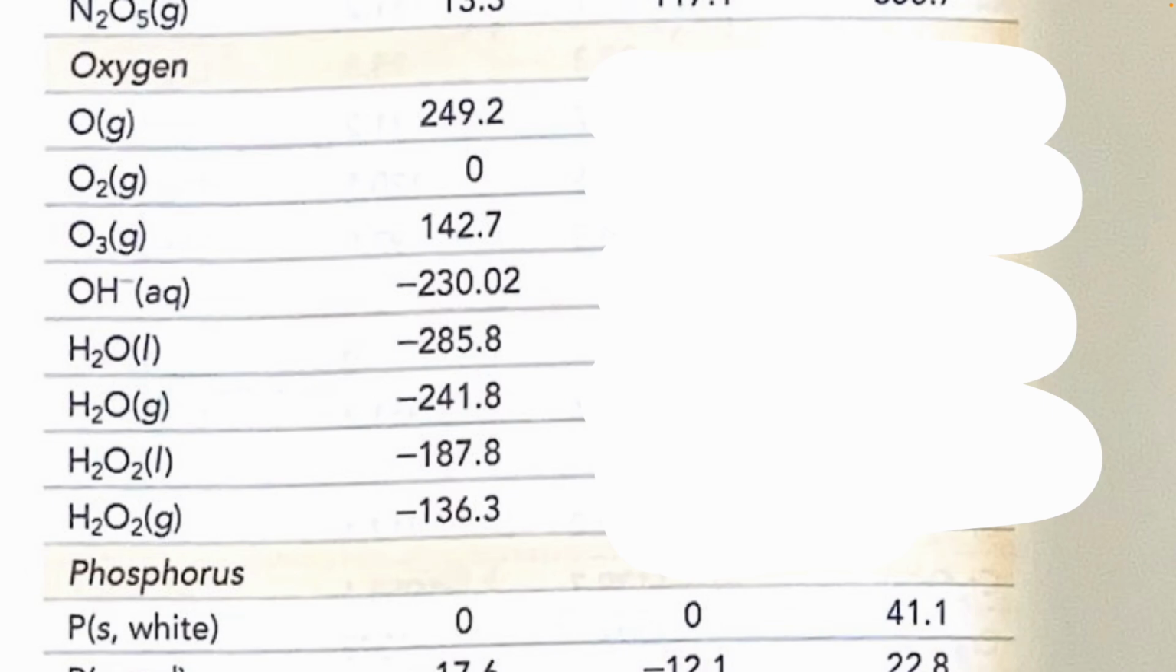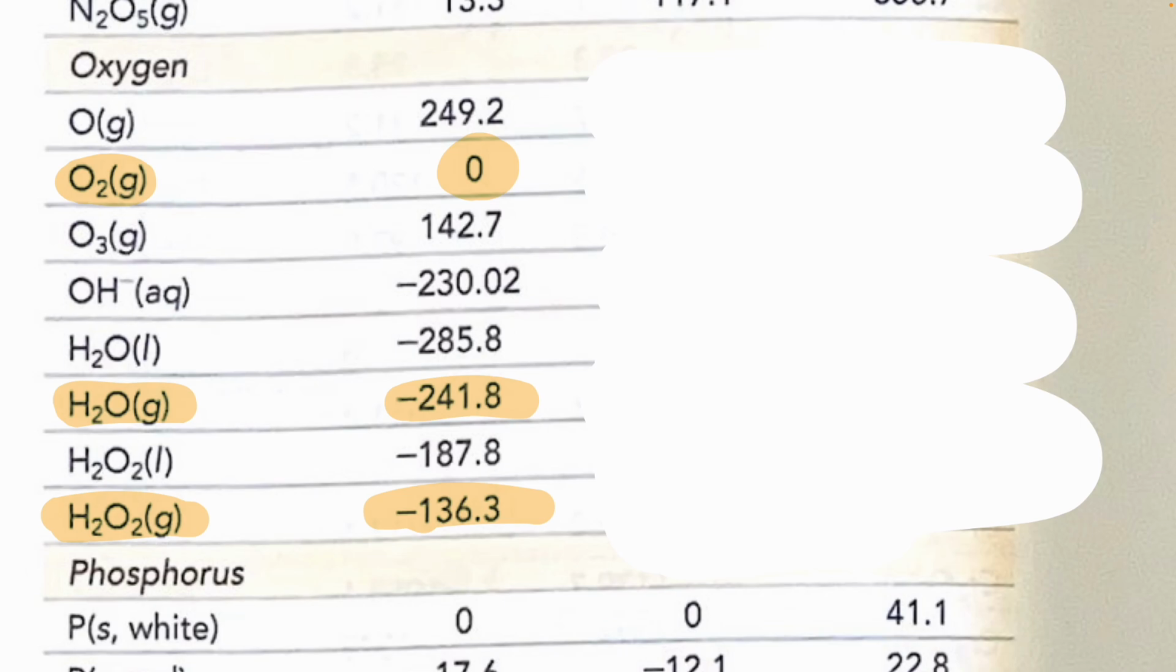We got two waters. Which one should I grab? The gas, because that's what was given to me in my balanced chemical equation. We got two hydrogen peroxides. Which one should I grab? Also the gas, because that's what was given in our balanced chemical equation. And then the O2 gas, notice that has a delta H of formation of 0. What's up with that?